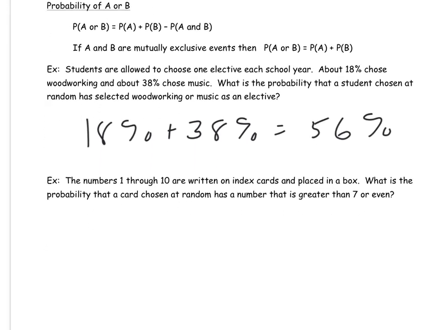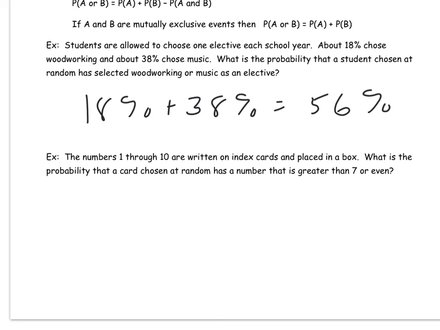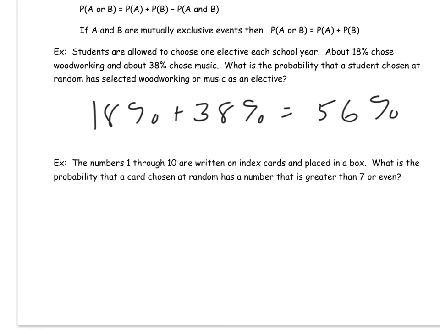The numbers 1 through 10 are written on index cards and placed in a box. What is the probability that a card chosen at random has a number that is greater than 7 or even? Greater than 7 or even. So greater than 7 would be 8, 9, or 10, so 3 out of 10. Plus even would be 2, 4, 6, 8, or 10, so 5 out of 10.